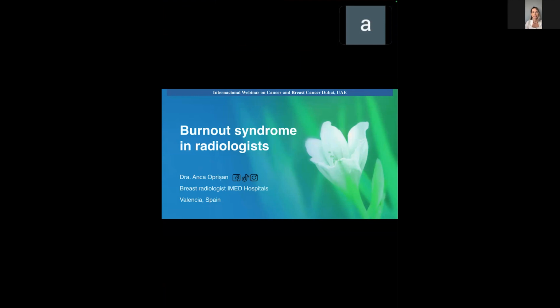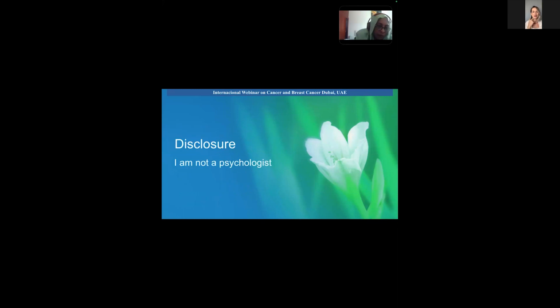Radiologists are the key to a good diagnostic now, and everything will start with that diagnostic. So we need our radiologists to be happy now, to be comfortable with their work. At first, I want to have the disclosure that I'm not a psychologist.